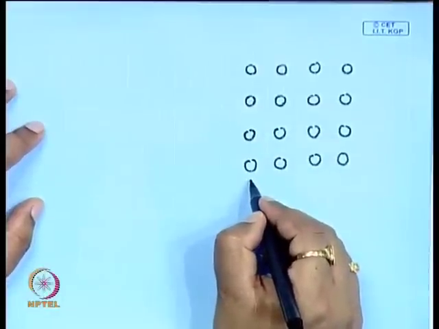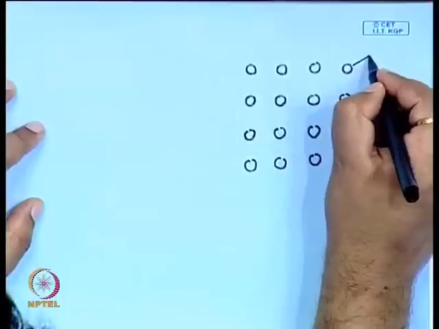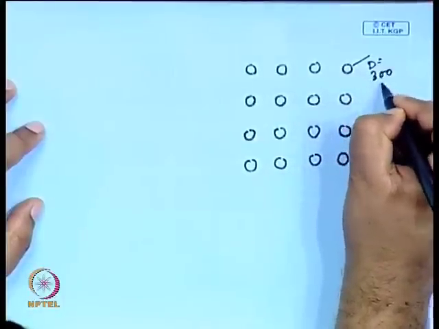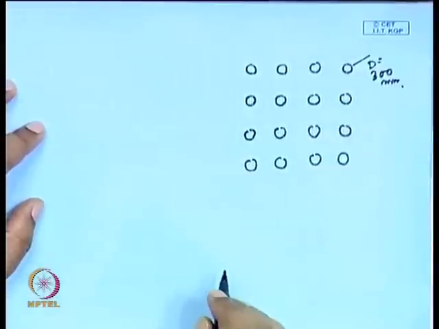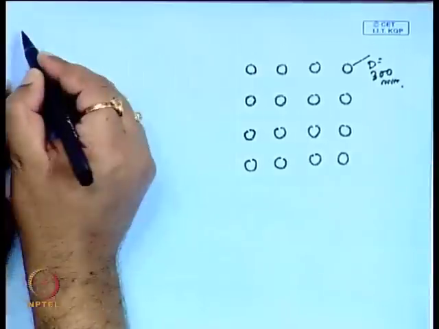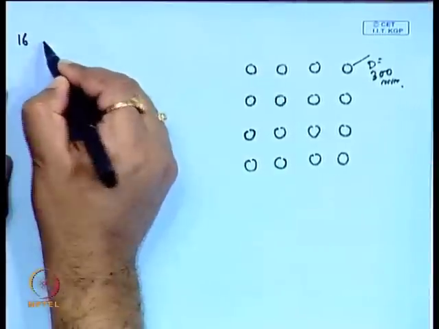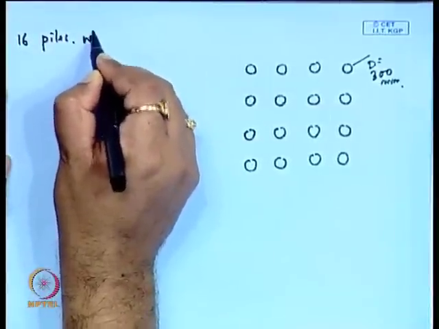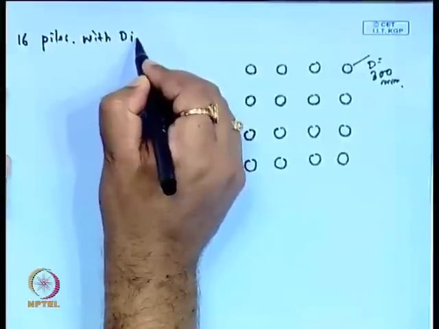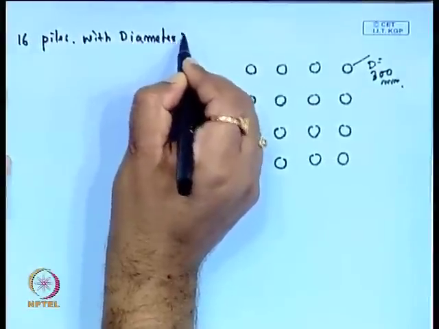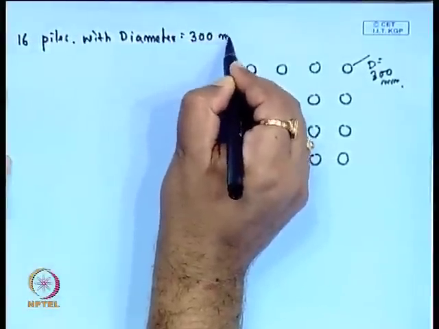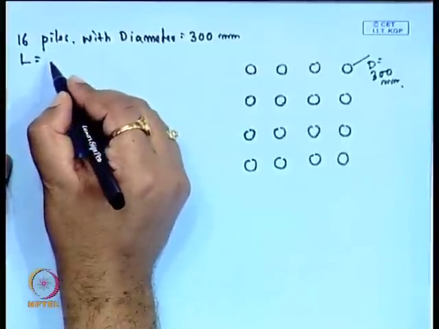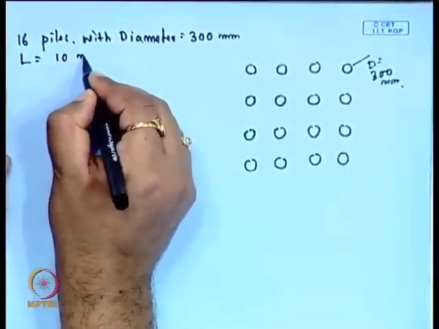Now, it is in the clay soil. The diameter of the pile, or D of the pile, is 300 millimeter. This is the total number of 16 piles with diameter 300 millimeter. The length of the embedded pile is 10 meter.